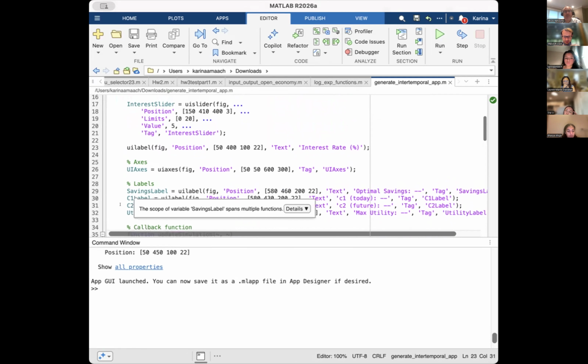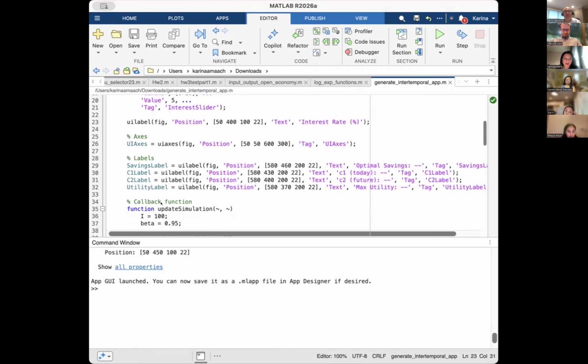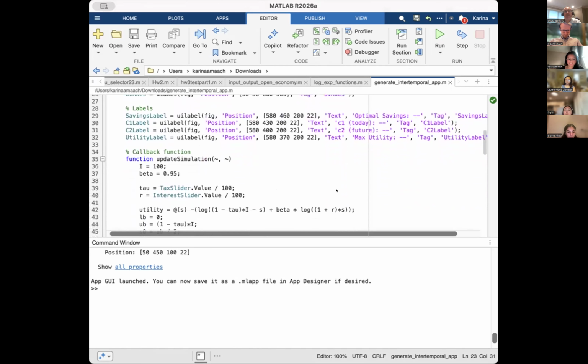And then from lines 28 to 32, you have the different savings labels, the consumption 1 labels, consumption 2 labels. So current consumption with regard to future consumption, as well as the utility, which will be a major part in the function later on. And up to this point, we're simply setting up the visual to make it as straightforward to understand as possible.